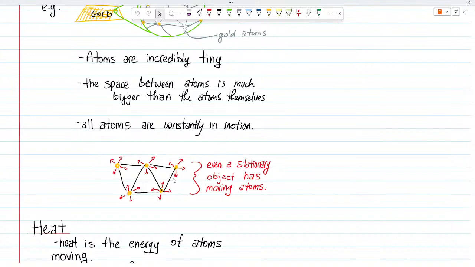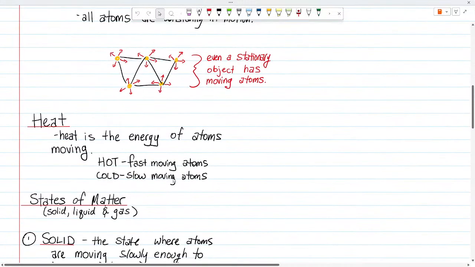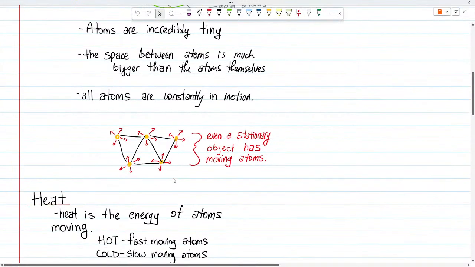If they get moving fast enough that they can move away from each other, but they're going to get pulled back, so they can stretch and flow and change shape, but not totally break away from each other, what do we call that state of matter? Liquid. Great. And how do you make that happen? If something's solid and you heat it up, the particles are going to move faster, and you'll get a liquid. If they move faster still, so that they fully pull away and go free, we call that a gas.